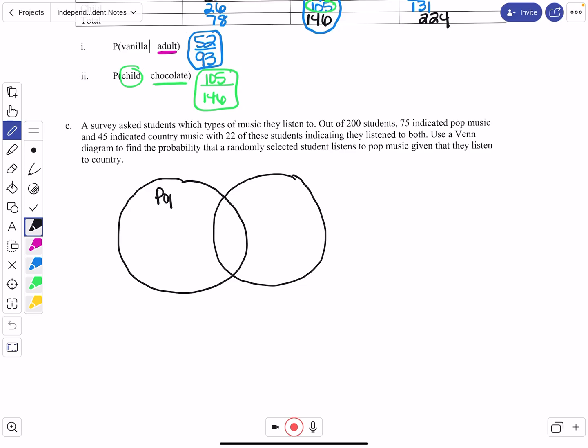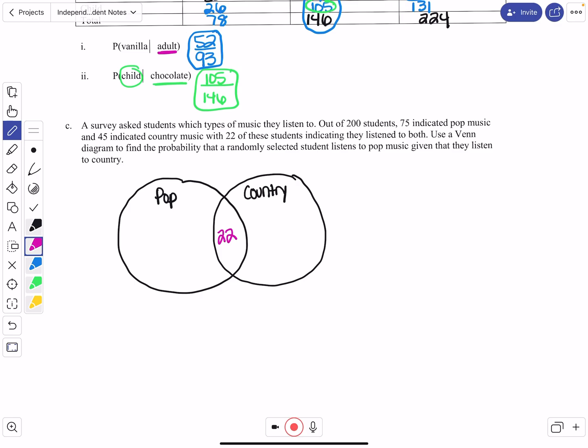So we have pop and we have country. Okay, so it says 22 indicate that they listen to both, okay? So 22 is where they listen to both, so I can definitely put that in the middle. Now, you got to be careful here. You can't just put 45 in the country and 75 in the pop, because you've got the 22 in the overlap.